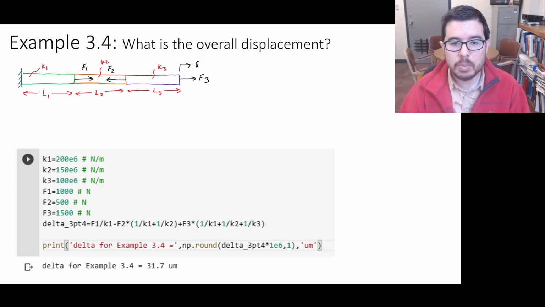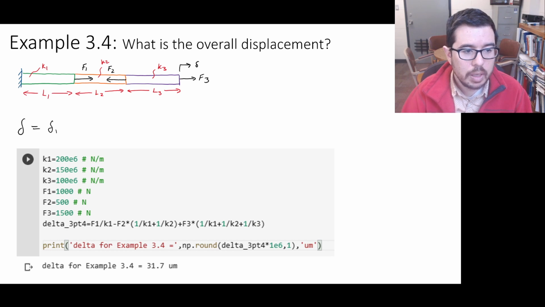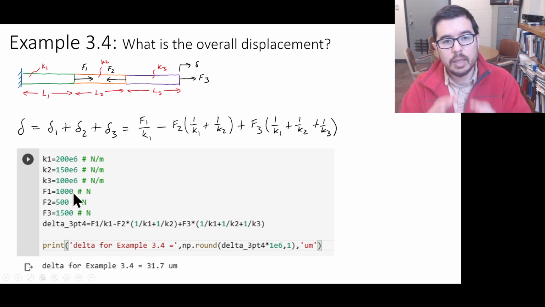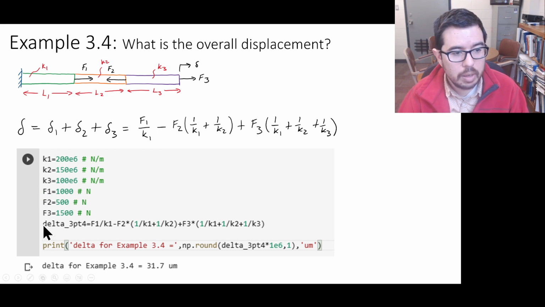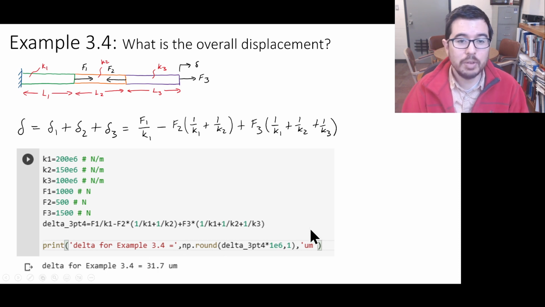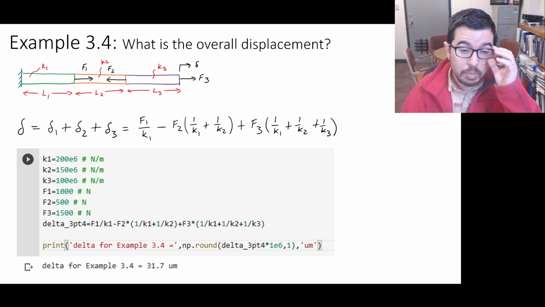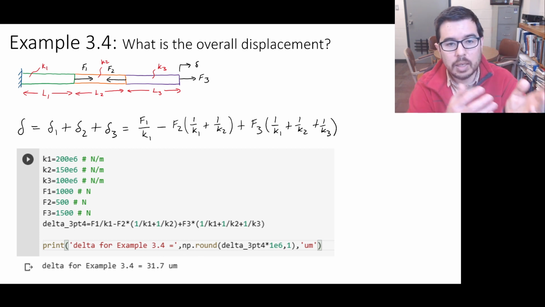Okay, let's put in some numbers. If we use 200 kilonewtons per millimeter, 150 kilonewtons per millimeter, 100 kilonewtons per millimeter, and we have F1, F2, F3, as you see here, then we can calculate out what the overall displacement is. And it's about 32 micrometers. Again, not a tremendous amount given the numbers that we're using here, but calculable and an example of using superposition.